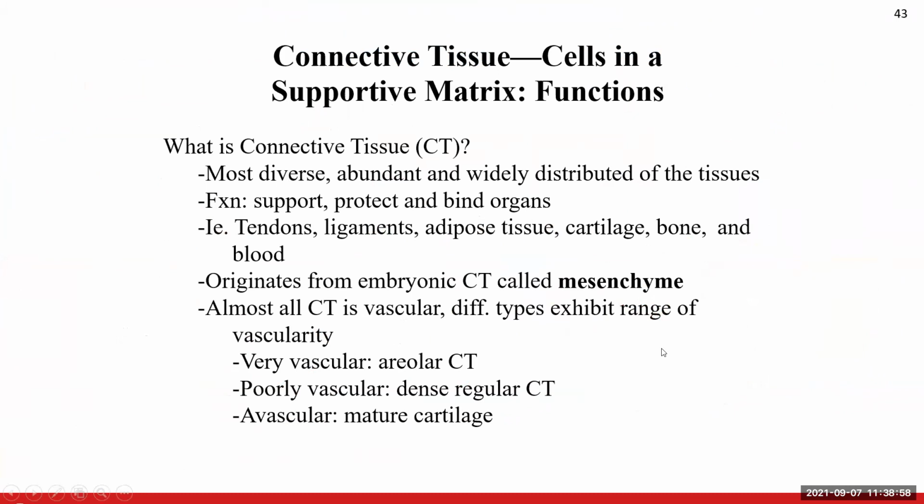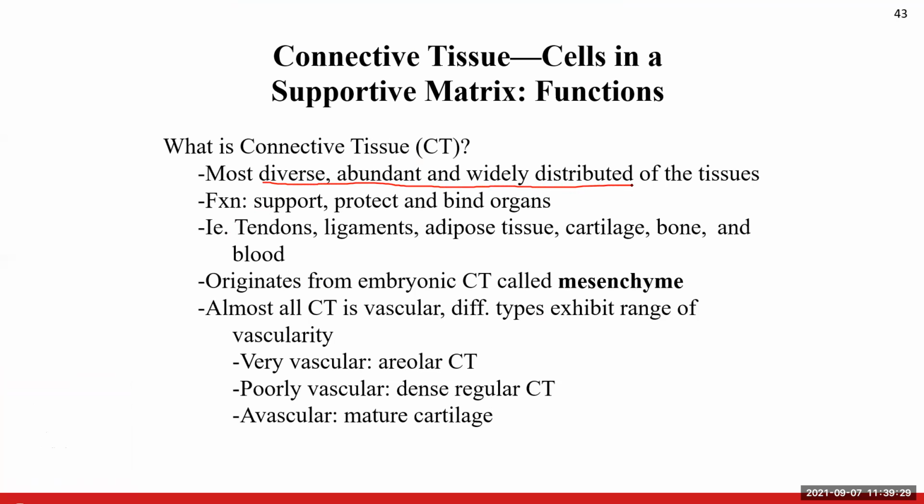All right, that's that for tissues. So we got one tissue out of the way, epithelium is out of the way. Now let's talk about connective tissue. Connective tissue, folks, is going to be the most diverse and abundantly distributed tissue in the body. It's found all over the place.